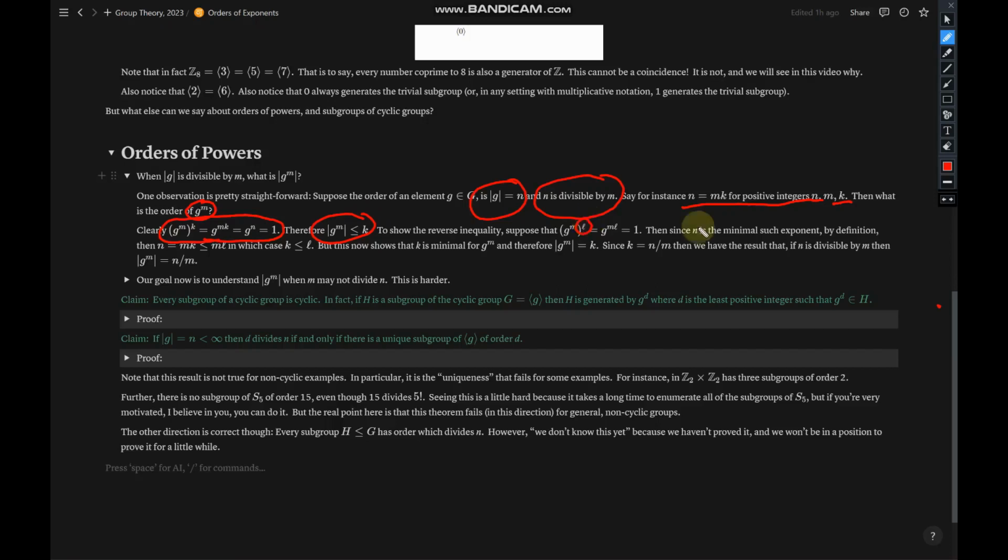Now, we know from the definition of n as the order of g that we already had that n is equal to mk. That was simply by definition of k. But also, by the fact that n is minimal as a thing that clears g, we have that ml clears g, and therefore mk is less than or equal to ml. And then by canceling m, you get that k is less than or equal to L, precisely as desired. So we now have that k is the order of g to the m.